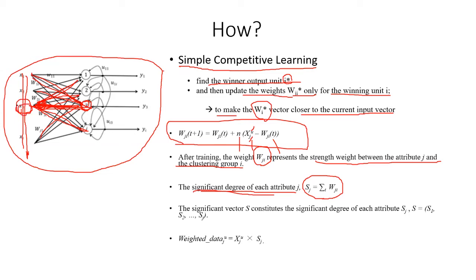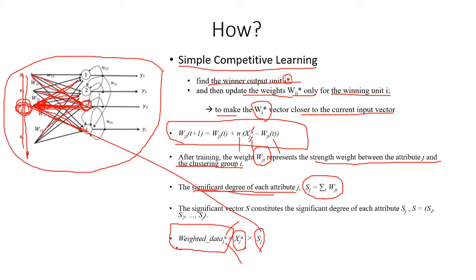So you want to see how this significant degree can change the original data set. Here, this weighted data set is a very straightforward way you can get it. Also here, J represents the corresponding attribute, and U represents the corresponding training patterns. This is the original data scaled down by normalization, and this is the value that we get from training of a simple competitive learning.